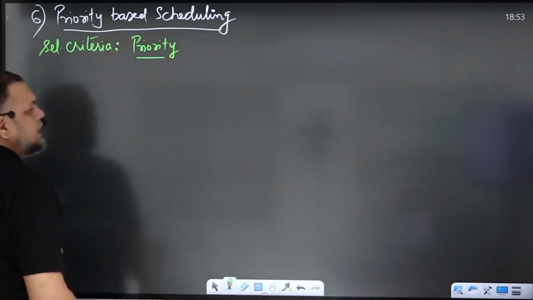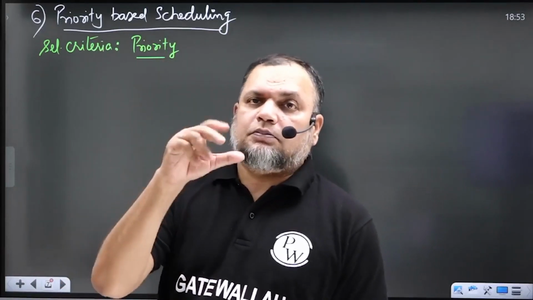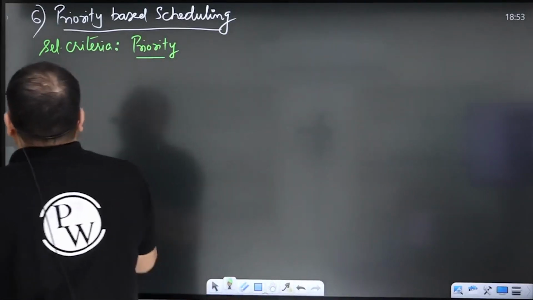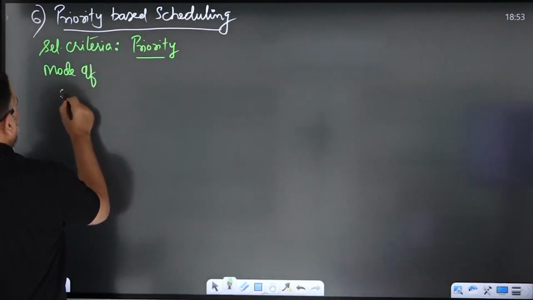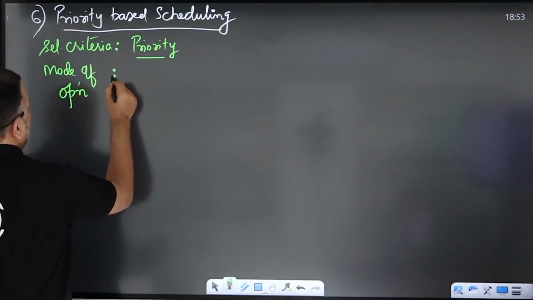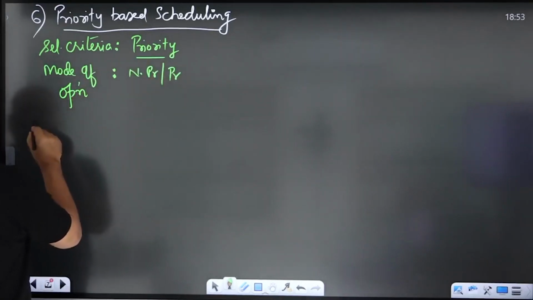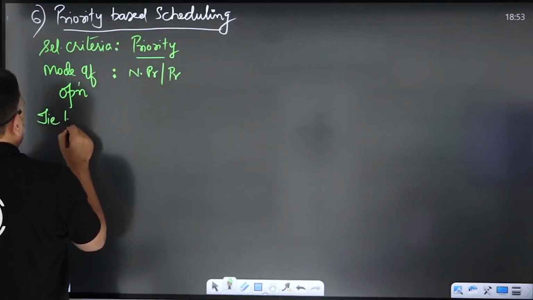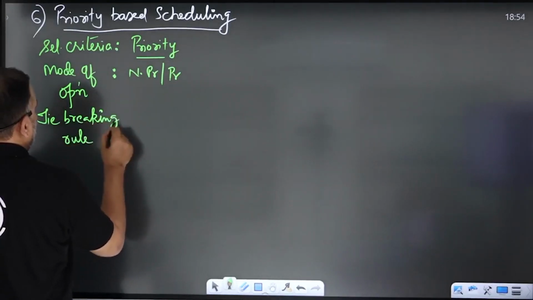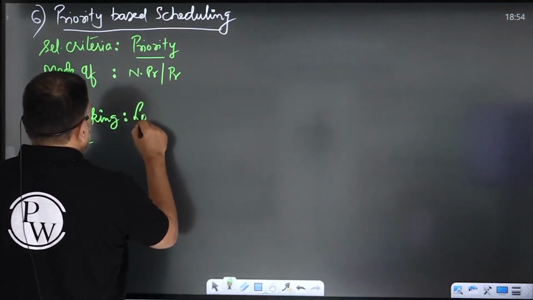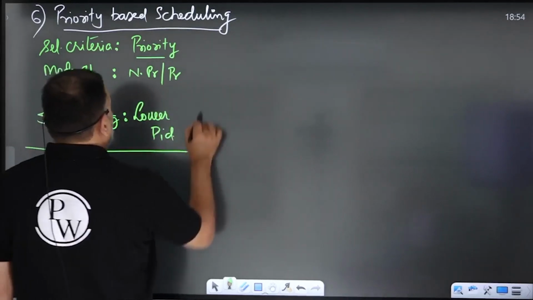Priority is a value that indicates the level of importance of the process, how important the process is. And the mode of operation can be both non-preemptive as well as preemptive. And the tie-breaking rule we will follow is lower process ID. Right? We will follow it like this.